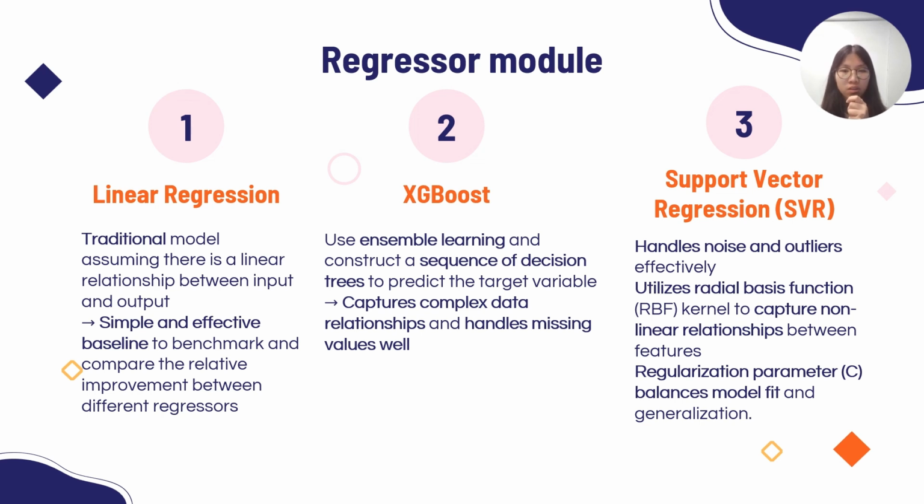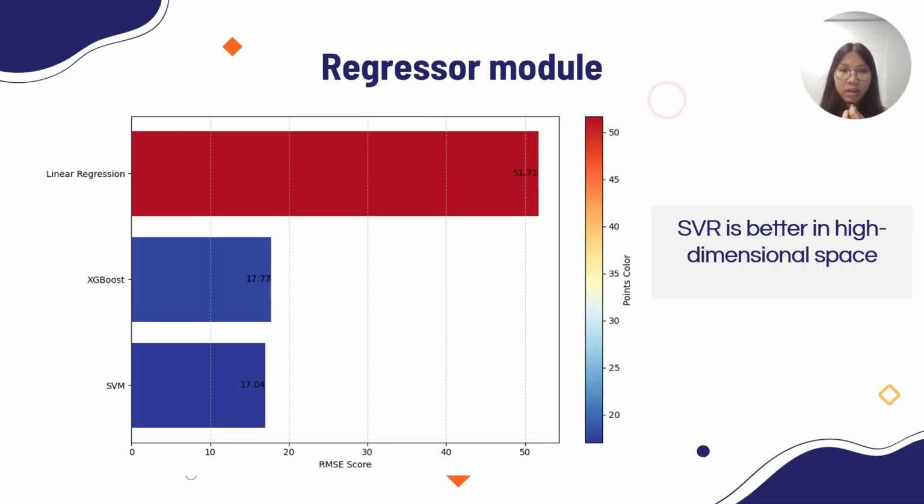Lastly, support vector regressor, or SVR. SVR is a robust machine learning regression model. It handles noise and outliers effectively, captures nonlinear relationships using kernel functions, and prevents overfitting using regularization. As we can see here, linear regressor failed in our experiment as it can only detect linear relationships. XGBoost and SVR could capture the pattern pretty well. SVR gives the best performance in our experiment. This is explainable due to its effectiveness in high-dimensional feature space, like our 10,000 input feature dataset.